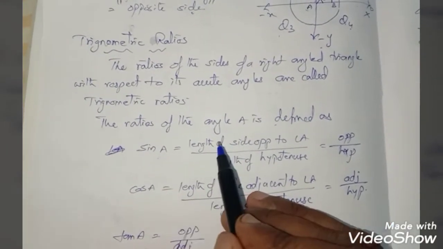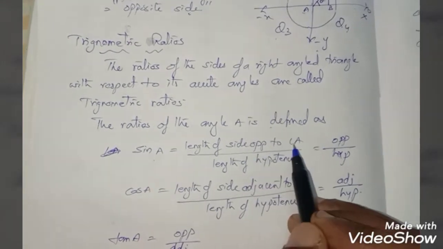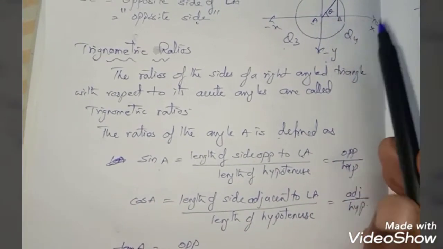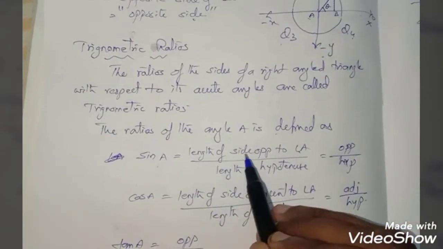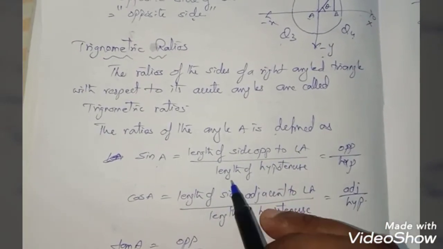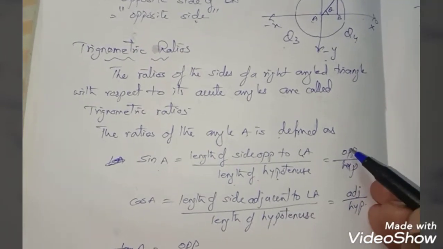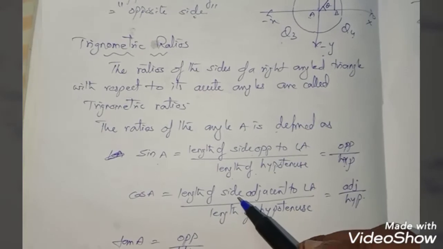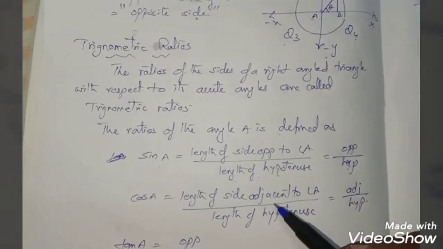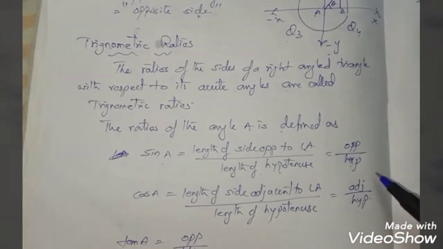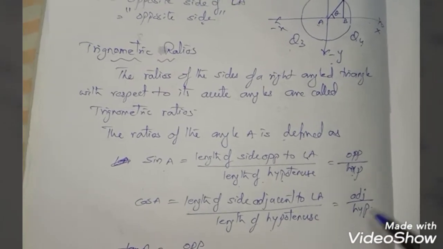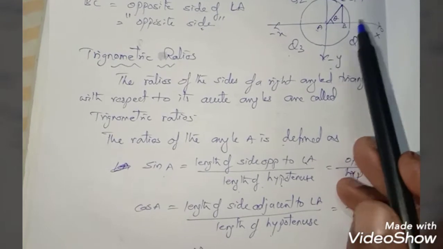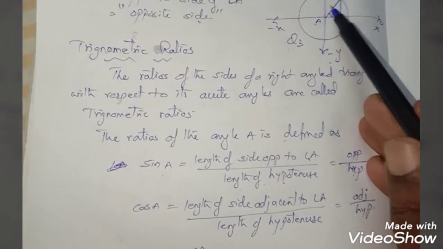Sin A is nothing but the length of the side opposite to angle A divided by the length of the hypotenuse, that is, opposite by hypotenuse. And cos A is nothing but the length of the side adjacent to angle A divided by the length of the hypotenuse, that is, adjacent by hypotenuse. So sin A is opposite by hypotenuse, and cos A is adjacent by hypotenuse.